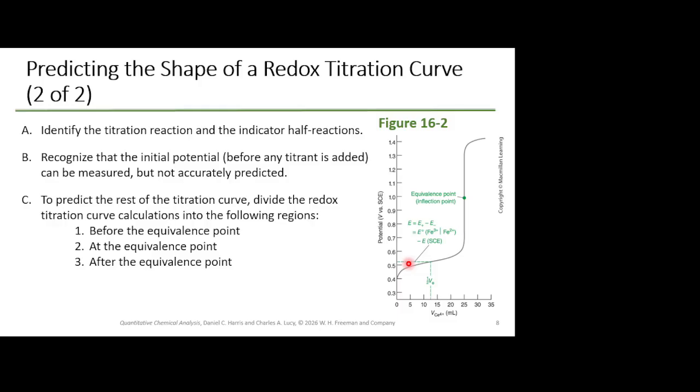And so there's three major things we need to start off with, and that is identifying the titrant, reactant, and the indicator half reaction. So we need to get the half reactions and the overall reaction, because these half reactions are going to be interplaying, and we're going to end up measuring these.